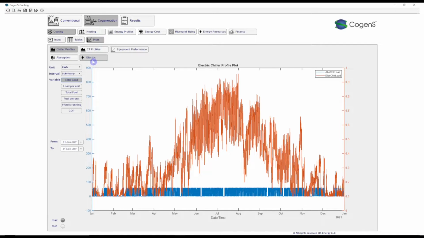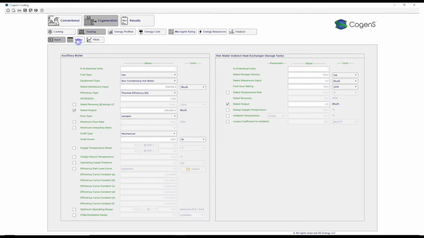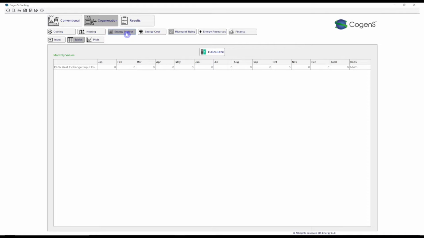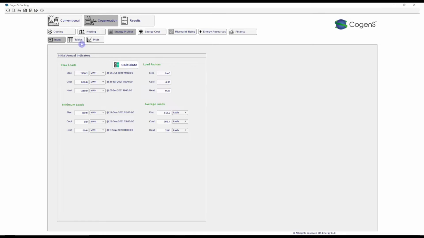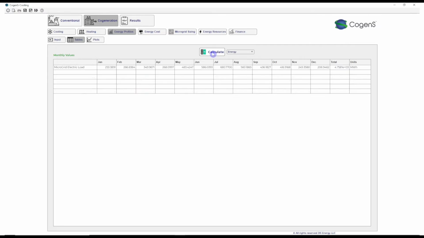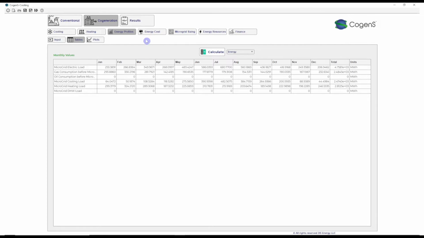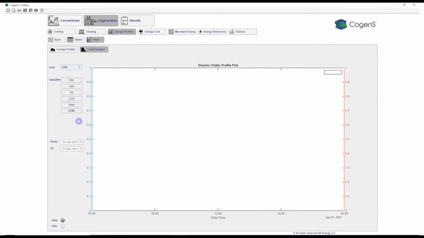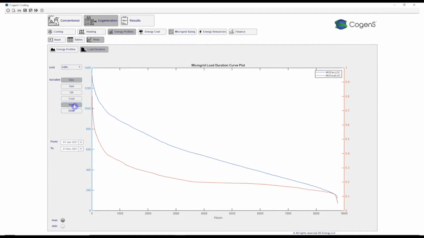To plot the new electric and thermal loads after the cooling system model, we first calculate the domestic hot water system model, which will give us zeros since we did not include it in our project. Then we go to the Energy Profiles tab and calculate both the initial indicators and the new profiles. Finally, we can plot the new electric and heating load duration curves, then compare them with the original ones to understand how including the absorption chiller affected them.